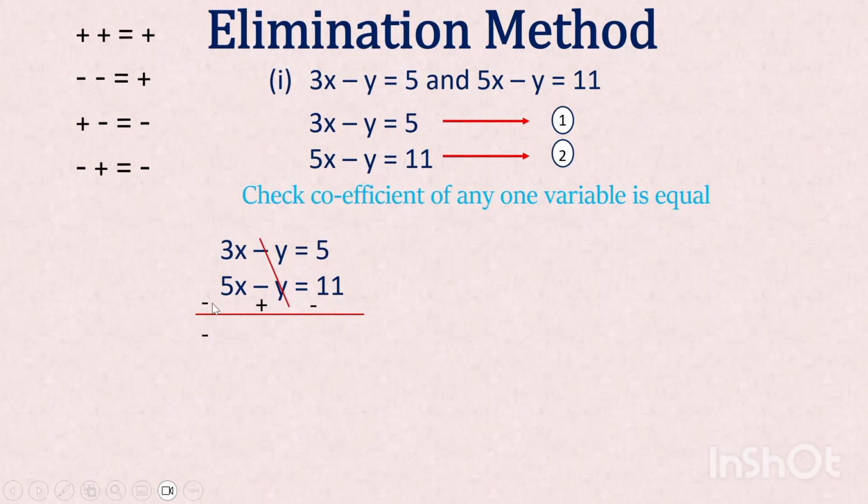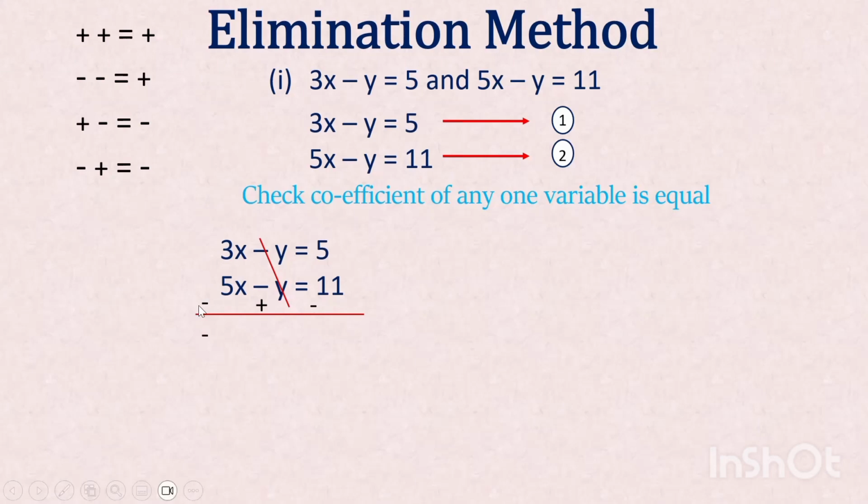Now we have to read this. See here, plus here, minus here. Check here, plus and minus we have. So we have to subtract the equations. Because here plus, here minus, again I'm telling you, plus and minus, different operators, means we have to do subtraction. So I'm subtracting both the equations now. So 5 minus 3 is 2x. Again I'm telling you, first we have to mention the bigger number's sign, that is minus. Again we have to do the operations now.